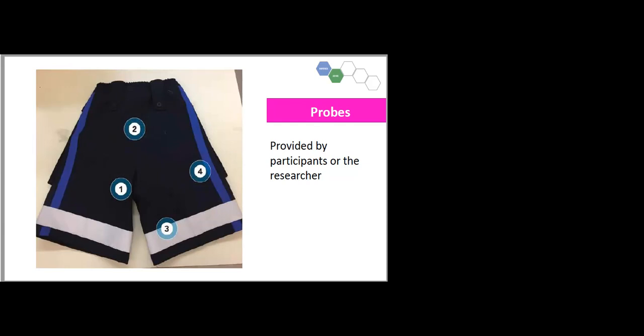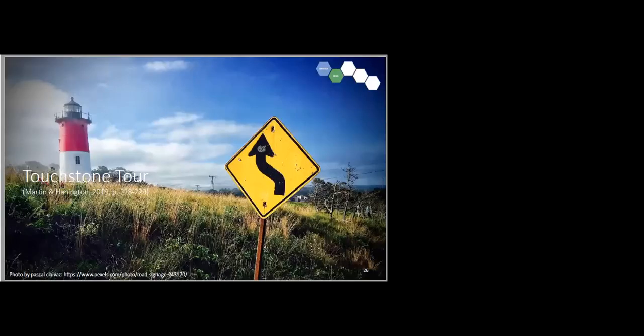Another way of using probes is the actual environment. So this has many names. Contextual inquiry is one. Martin and Hanington call it a touchstone tour. So just as things can help us uncover this deep knowledge about people's experiences, environments can help us do this as well, because you might encounter something in an environment that you didn't think of before. And because you're there, you can ask about it.